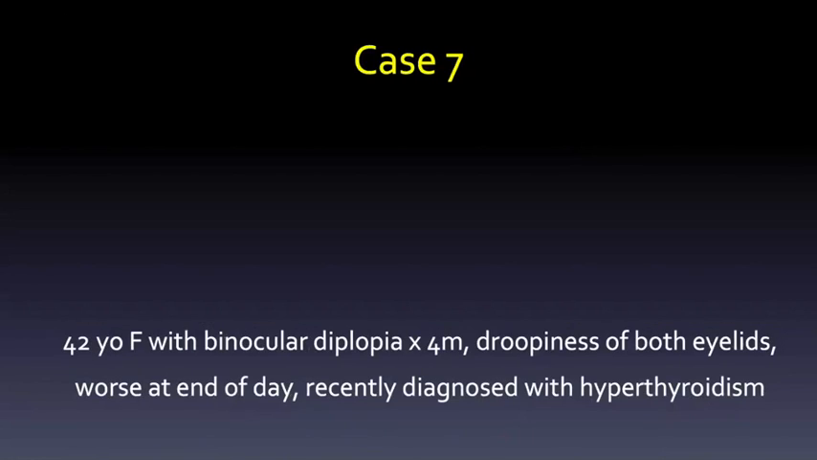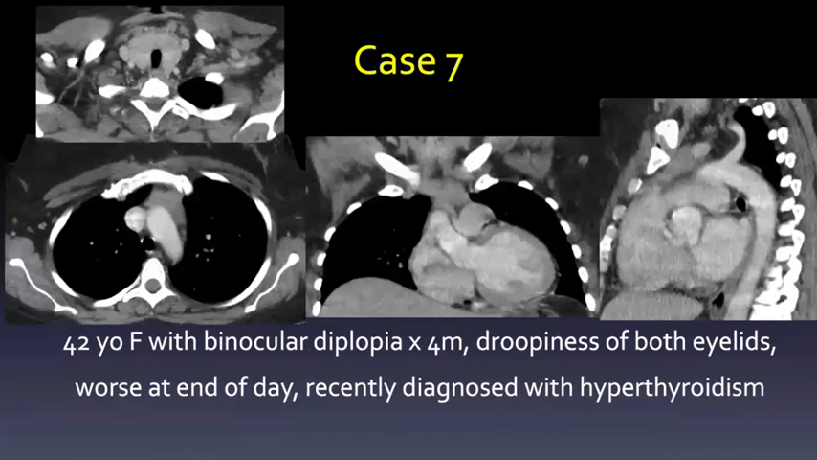Our next case is a 42-year-old female who presented with binocular diplopia for 4 months, developed droopiness of both eyelids, worse at the end of the day, and was recently diagnosed with hyperthyroidism. So I know this is a head and neck conference, but we did do a CT chest at the eye and ear, and sure enough, you can see changes related to her hyperthyroidism and enlarged hypodense thyroid gland here, as well as this abnormal soft tissue in the anterior mediastinum conforming to what would be expected as thymic tissue. And she had positive anti-acetylcholine receptor antibodies, so she is a case of myasthenia gravis with associated thymic hyperplasia.